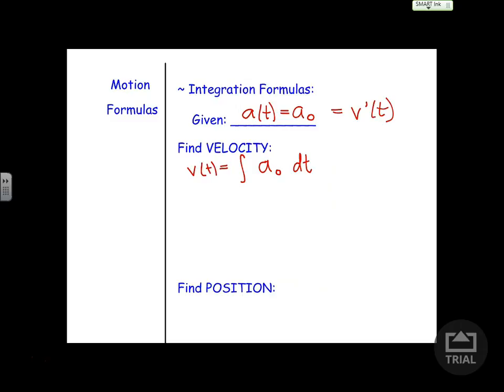Kiddos, if a sub naught is just a constant, then question, how do we integrate him? What rule are we going to use? Yeah, the one we just put in x, but hold on, it's dt. So what am I putting instead of x? Yeah, t is my independent variable. So I'm going to have a sub naught times t plus c.